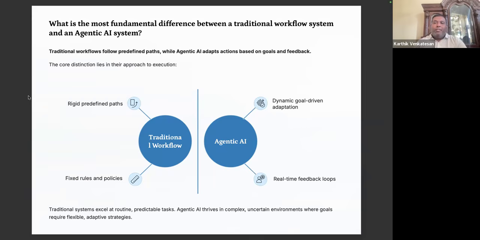Whereas agentic AI and AI agents are goal driven. They try to achieve the goal by continuously getting feedback. If it doesn't achieve the goal, it will keep looking at the exception cases and keep trying until it achieves the goal. If it has exhausted all the options, only then will it come to you saying, I have exhausted all the options. These are the additional options. Which one do you want to proceed with, or do you want to give me a new goal?